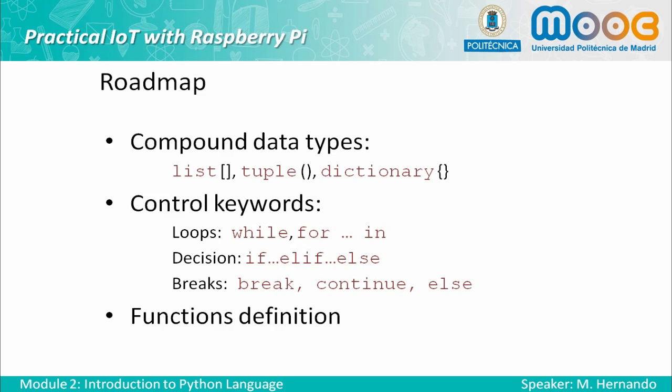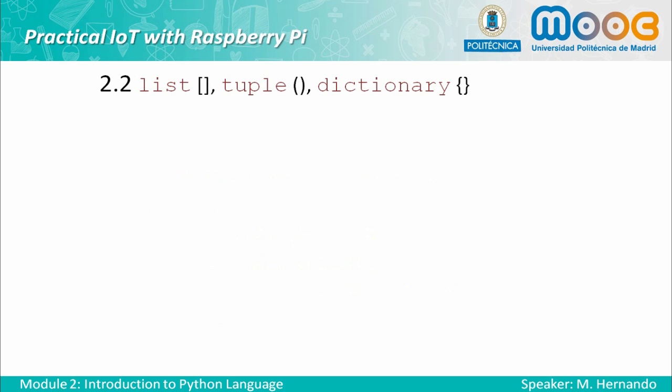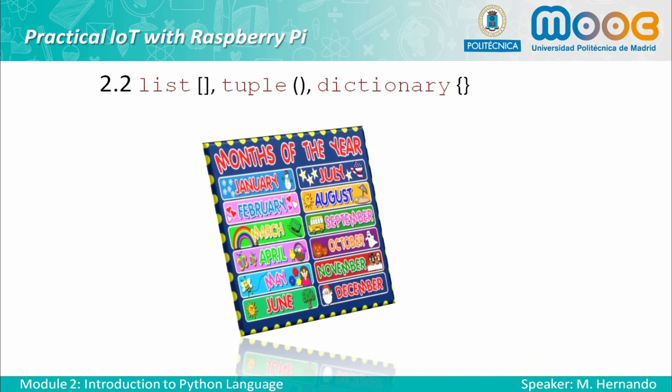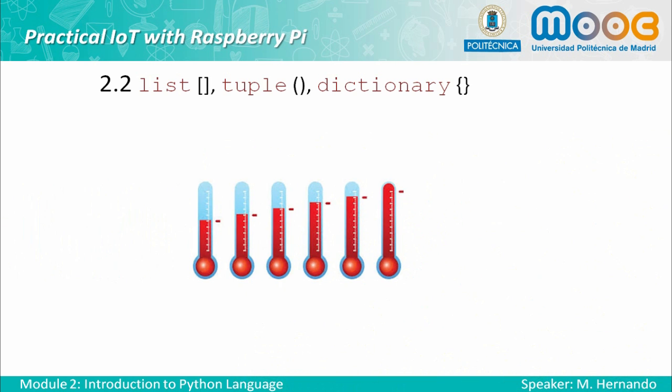Think about it. Variables store one bit of information, like a number or a text string. But what if you need to store a long list of information which doesn't change over time? Say, for example, the names of the months of the year. Or maybe a long list of information that changes over time. Say, for example, the temperatures registered by a weather station. What about a phone book?